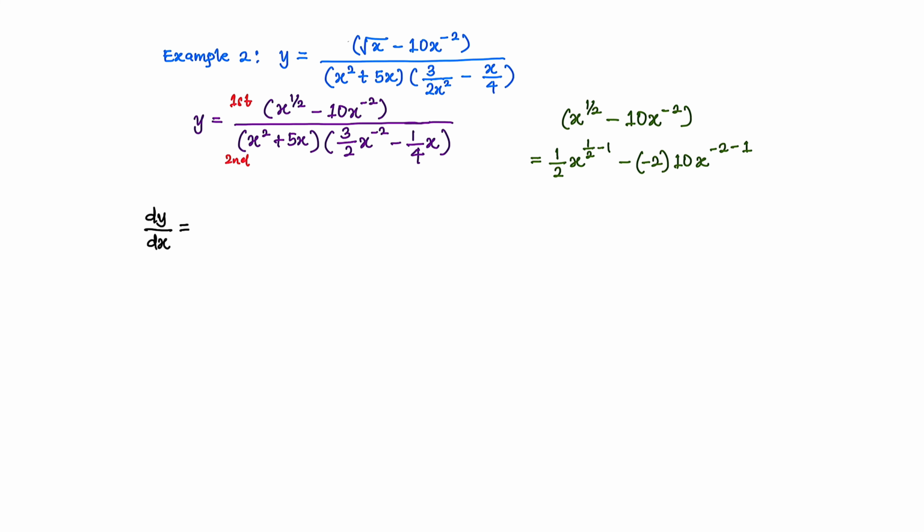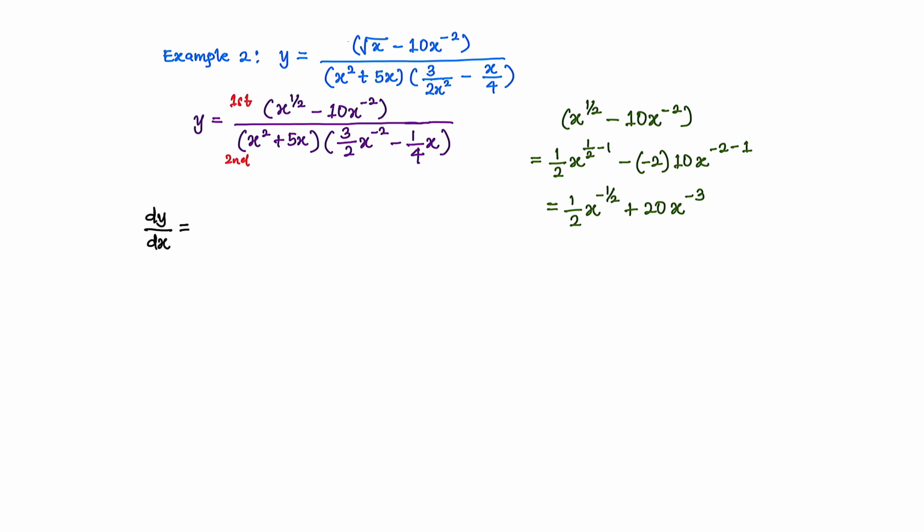So to simplify, that's equal to 1 over 2 x to the power 1 over 2 minus 1, that will give us minus 1 over 2, minus times minus 2 will give us plus 2, plus 2 times 10 will give us 20. So we have 20x to the power minus 2 minus 1, that's minus 3. And we're done with the derivative of the first part.